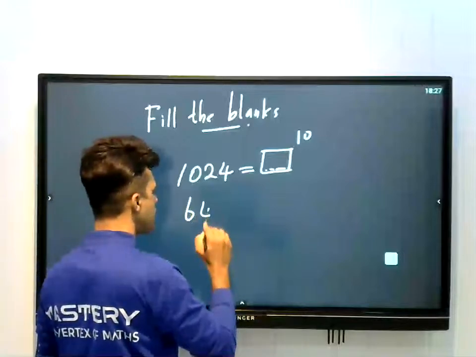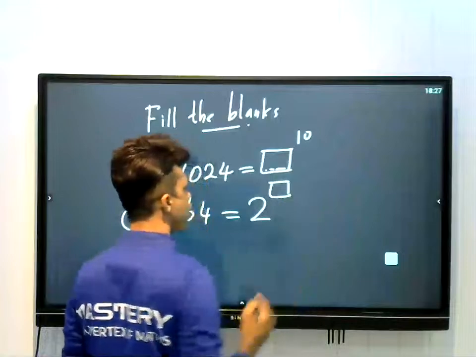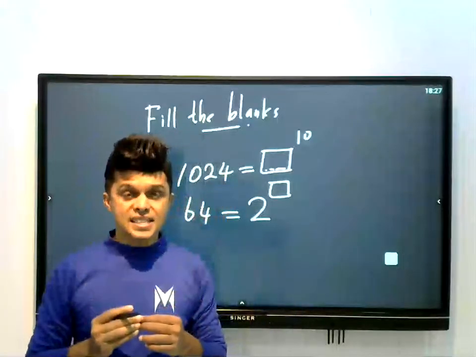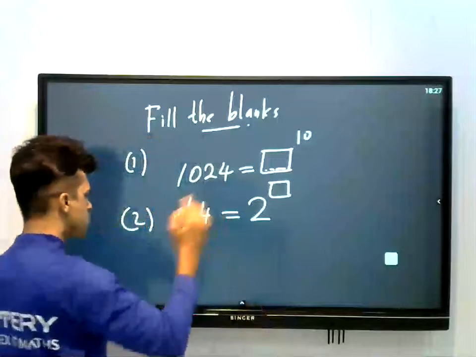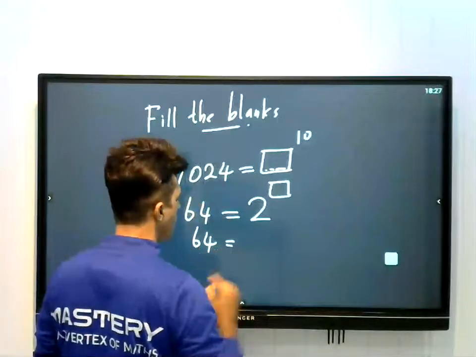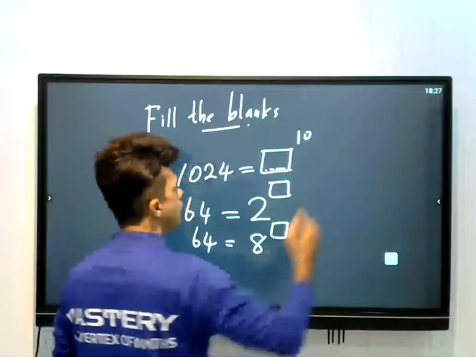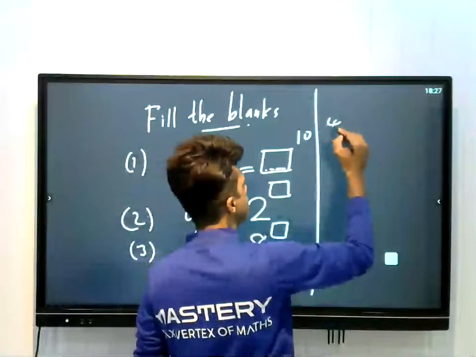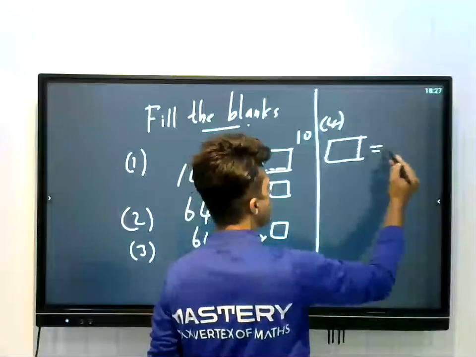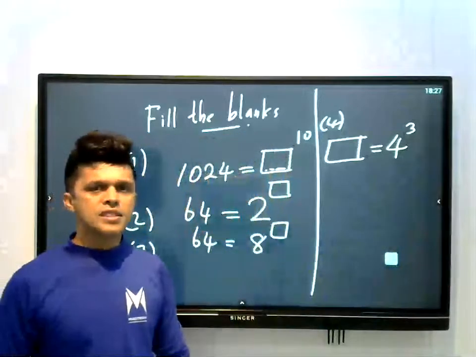Then 64 equals 2 to the power blank. You need to find the value of the index here. 64 equals blank to the power, then 64 equals 8 to the power blank. Then 64 equals 4 to the power 3.